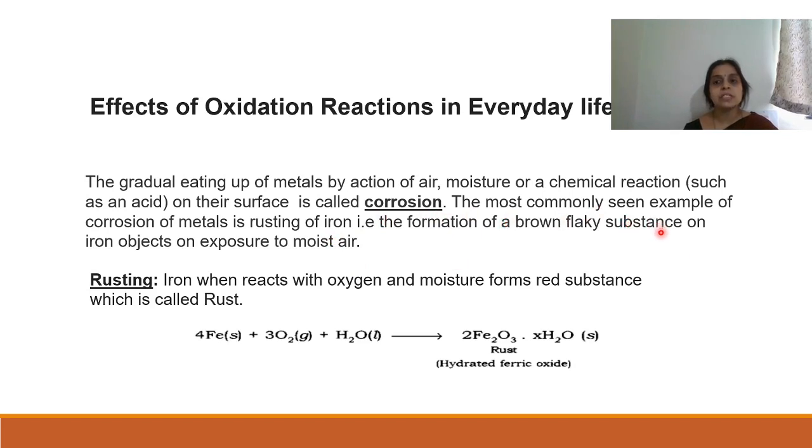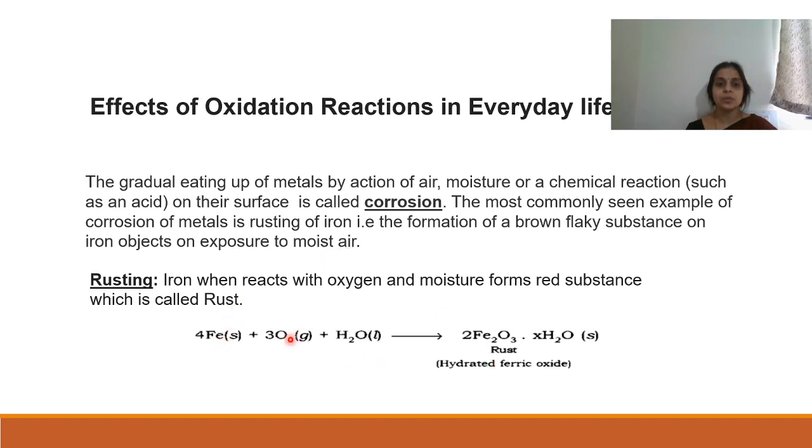The most commonly seen example of corrosion of metal is rusting of iron, that is, the formation of a brown flaky substance on iron objects on exposure to moist air. So, rusting. Iron, when it reacts with oxygen and moisture, forms a brown flaky, red substance which is called rust. Rust is hydrated ferric oxide.